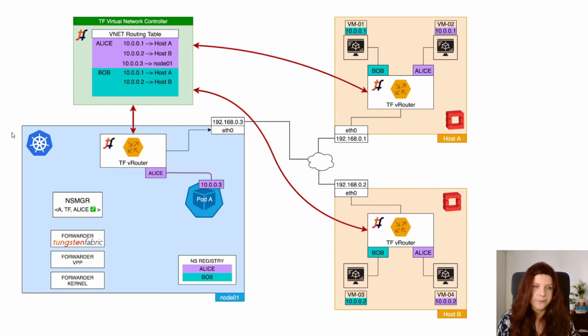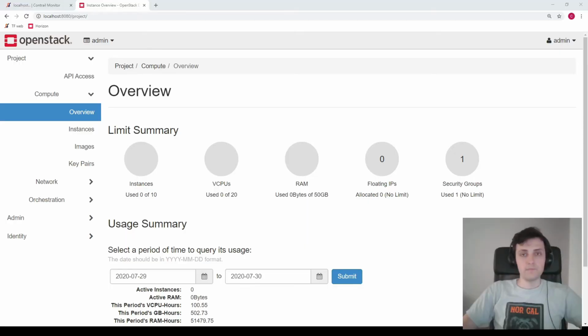So yeah, that's it when it comes to the theory. But now I'm giving the floor to Jarek, who will show you how it works in practice. Okay, thanks and welcome back. I will now show you a short demo of the integration between a Kubernetes cluster and an OpenStack cluster. I will connect a pod to a L3 network with virtual machines using a network service mesh and a Tungsten Fabric virtual network controller.